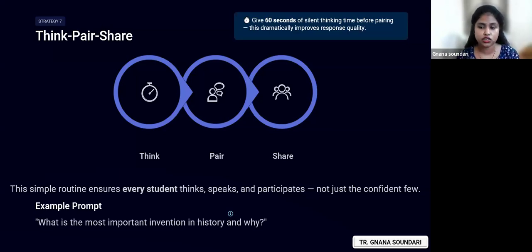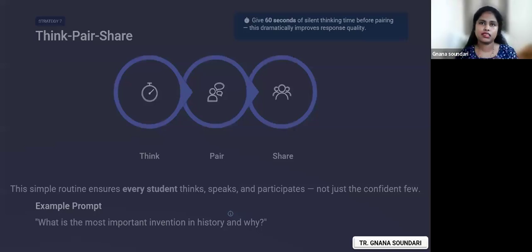When you're making a group, make sure you put one smart child into it so that he or she will help the others. You're not supposed to make the whole group of students who are learning slowly; you should put one smart child into that group. This works. Strategy 7 is think, pair, and share.